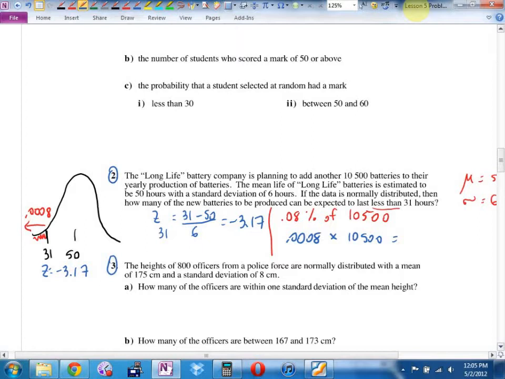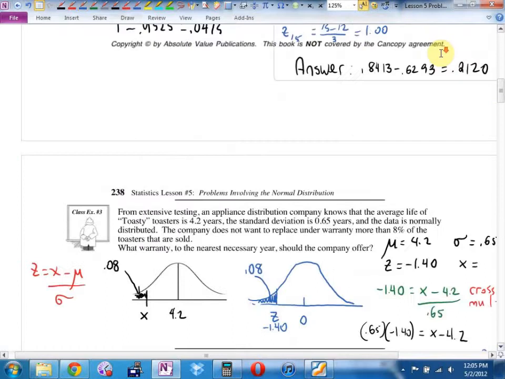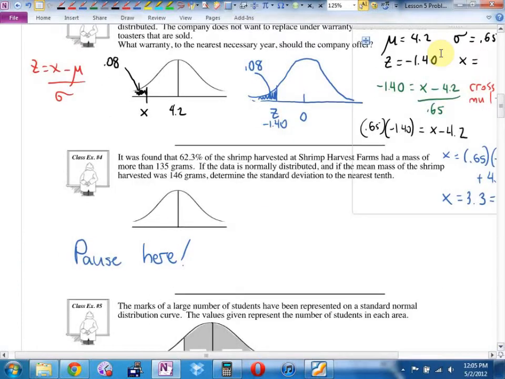Before I take more questions, because there may be some. Can we turn, please, back one page to page 238 where we said pause here. Okay.